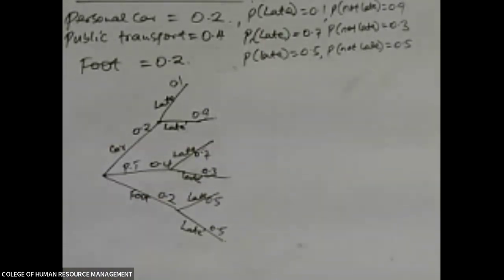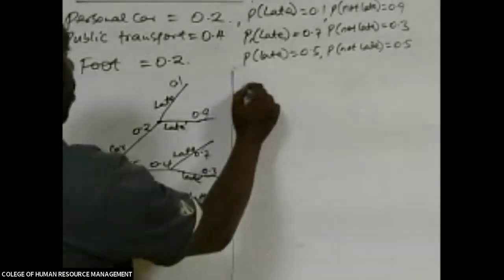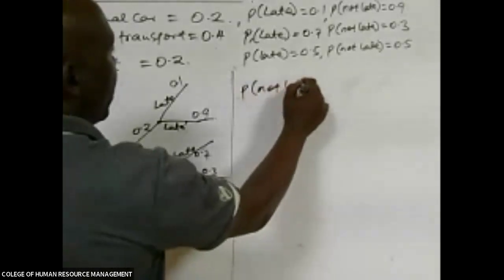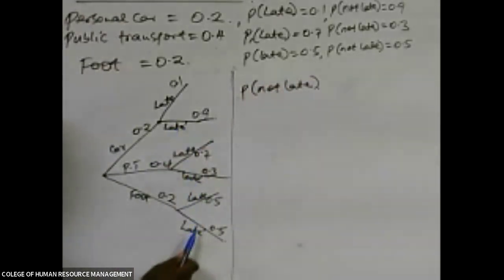Now, using your tree diagram, you can work out this. Determine the probability that the employee will not be late for work. The probability of not being late. So you are talking about not being late.